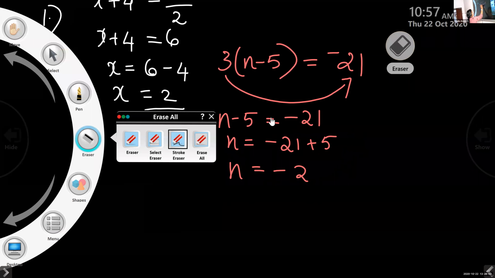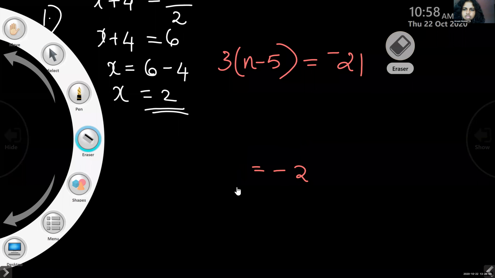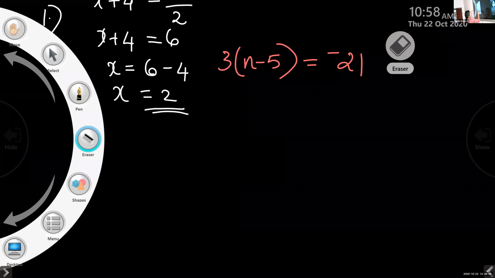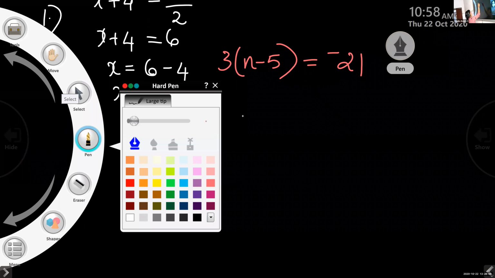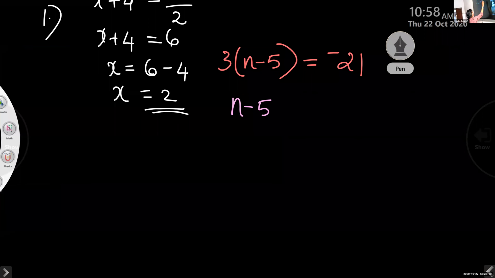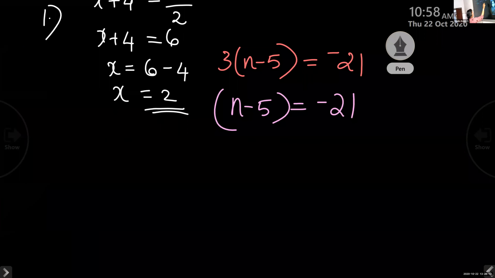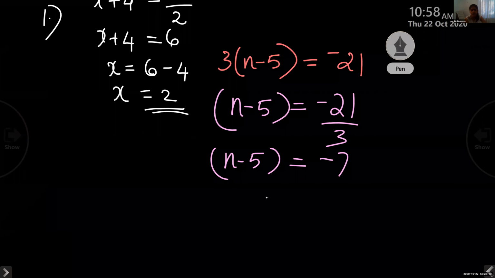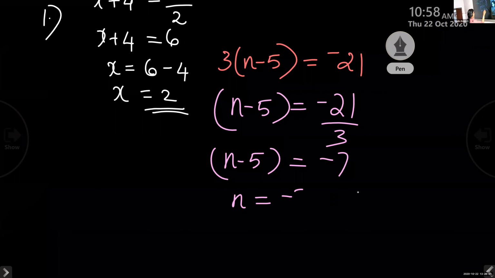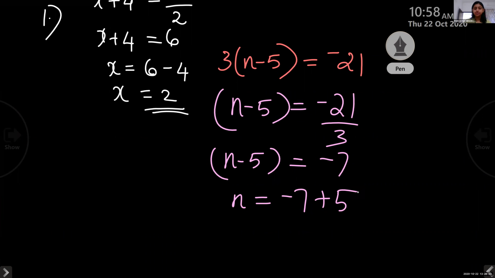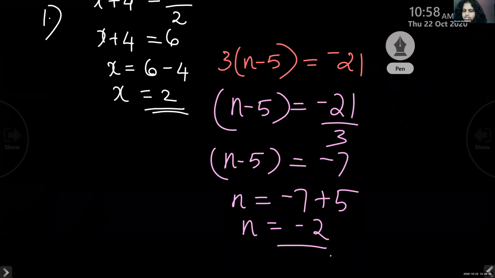Ma'am, first we should divide by 3, right? One minute. It was multiplication, right? So it is divided by 3. So n minus 5 is equal to negative 21 by 3. So n is equal to negative 7 plus 5. So we'll get n is equal to negative 2. Answer is negative 2.